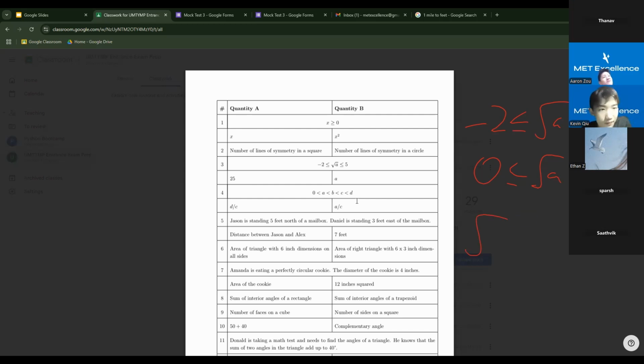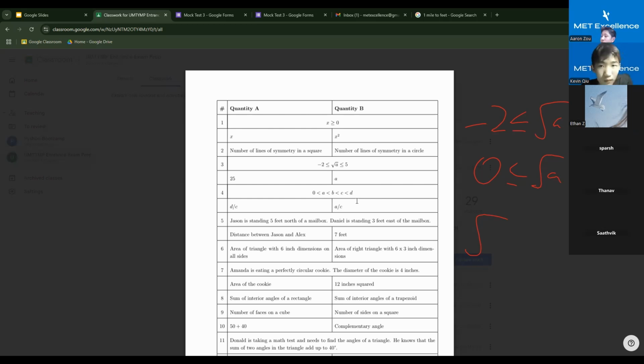Yes, Tanaf? I just wanted to ask, the UMTYMP entrance exam, is it digital, or is it on paper? It should be on paper. Probably on paper, unless they've changed it recently. I think last year's was on paper, so I think this year should also be on paper.